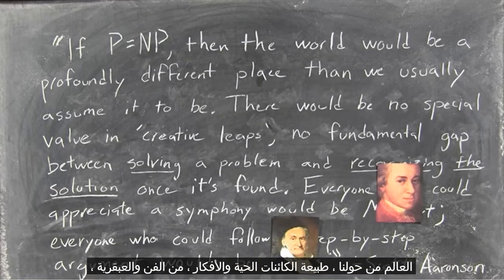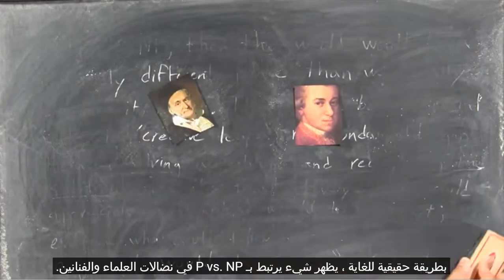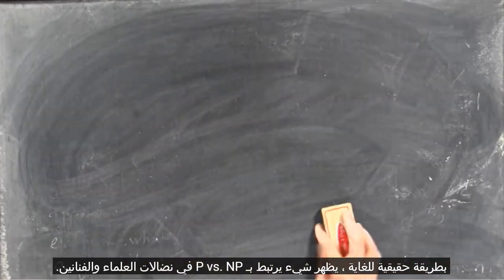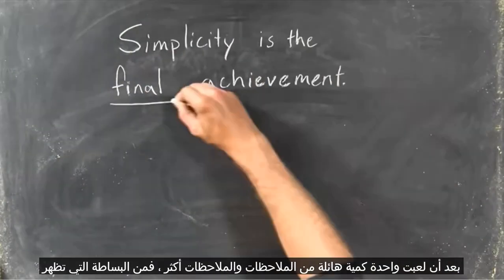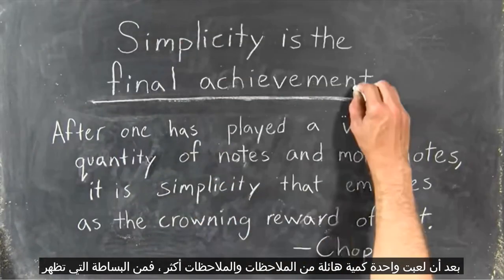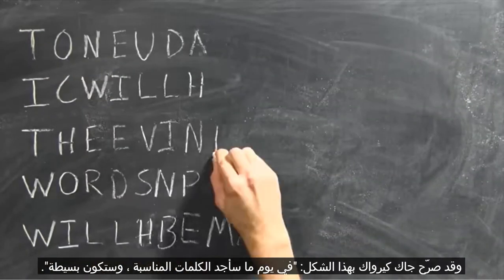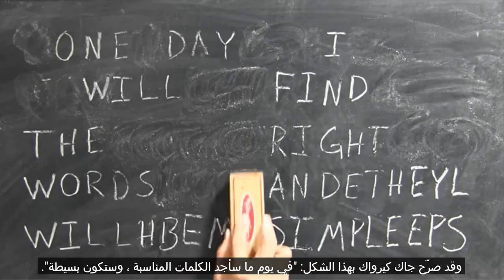The world around us, the nature of living things and ideas, of art and genius, is molded around the deep structure of computation. In a very real way, something connected to P versus NP shows up in the struggles of scientists and artists. Chopin once said, "Simplicity is the final achievement. After one has played a vast quantity of notes and more notes, it is simplicity that emerges as the crowning reward of art." And Jack Kerouac put it like this: "One day I will find the right words, and they will be simple."